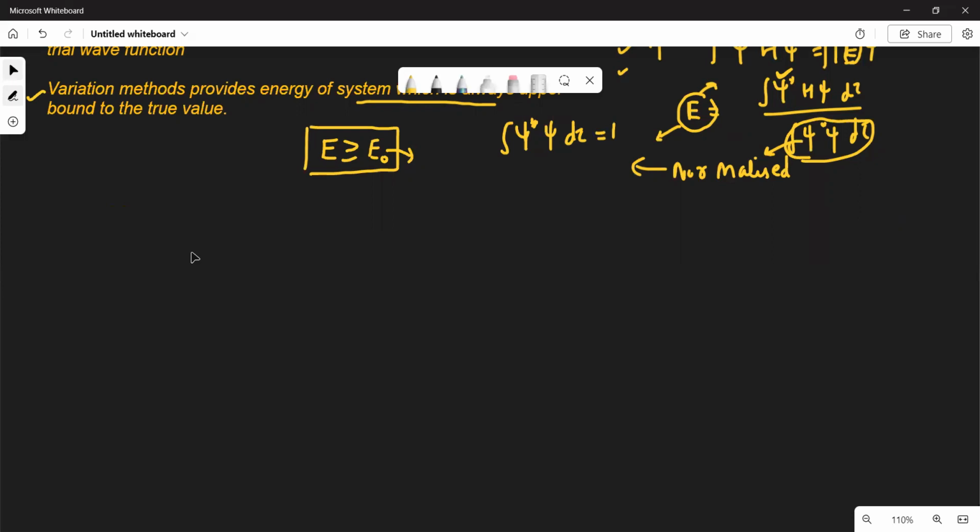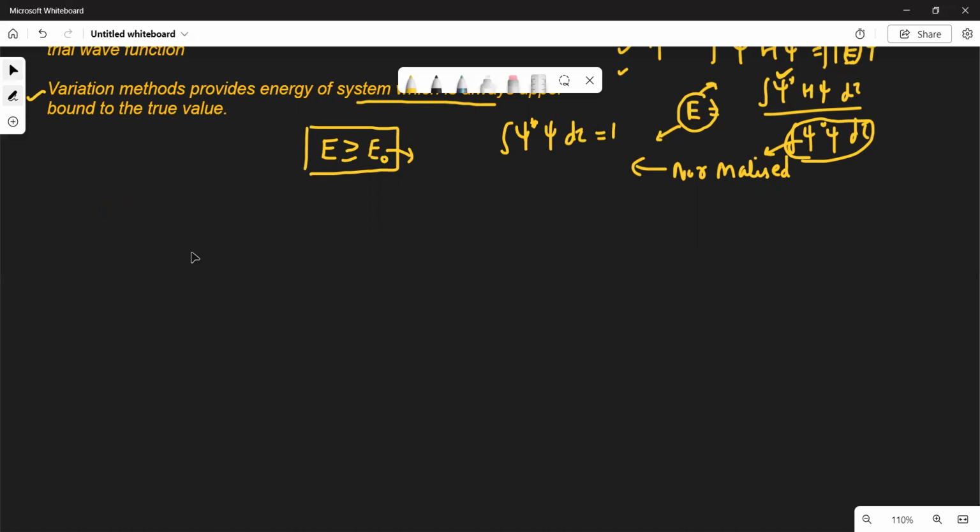For such kinds of systems, we can find the solution by using the Schrodinger wave equation. But for the systems which are multi-electron systems, in which inter-electronic repulsion arises, we cannot use the Schrodinger wave equation. For those systems, we apply approximate methods. So the variation method is one of the approximate methods.